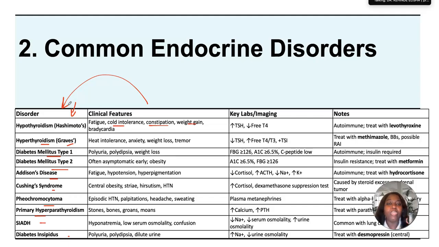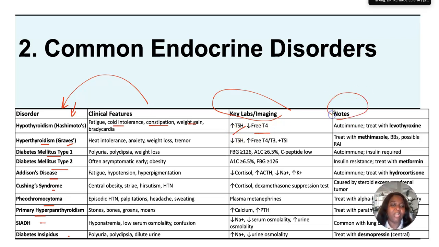So look, hypothyroidism: what exactly are the key symptoms? We have fatigue, cold intolerance, constipation, weight gain, and bradycardia. Every time I talk about something wrong with the body system, or something wrong with the meds, there's got to be a lab to monitor. That is our role, right? We've got to know what labs to monitor. So when we have hypothyroidism, what do we see? We're going to see increased TSH and decreased free T4.